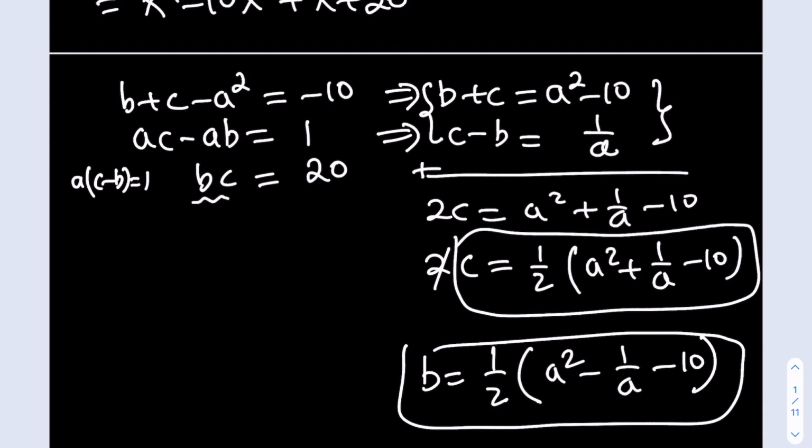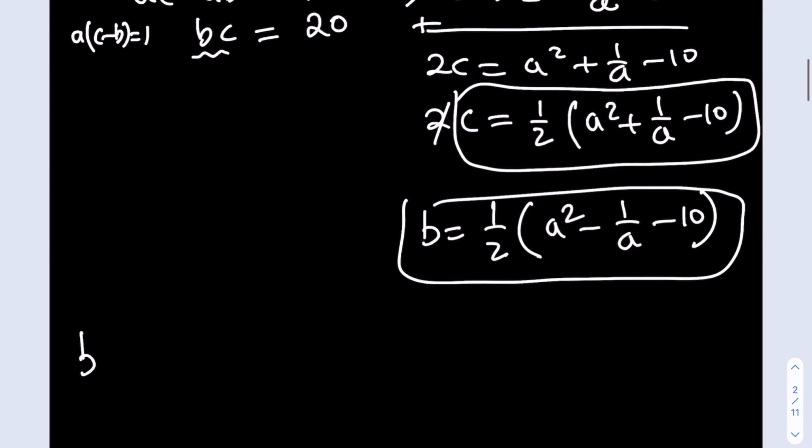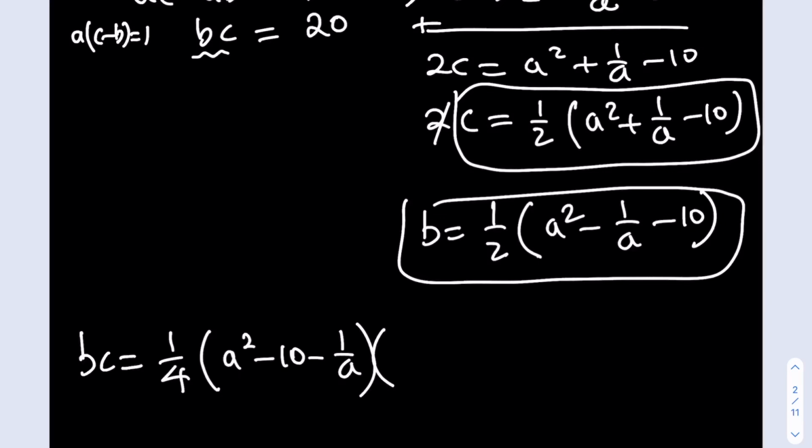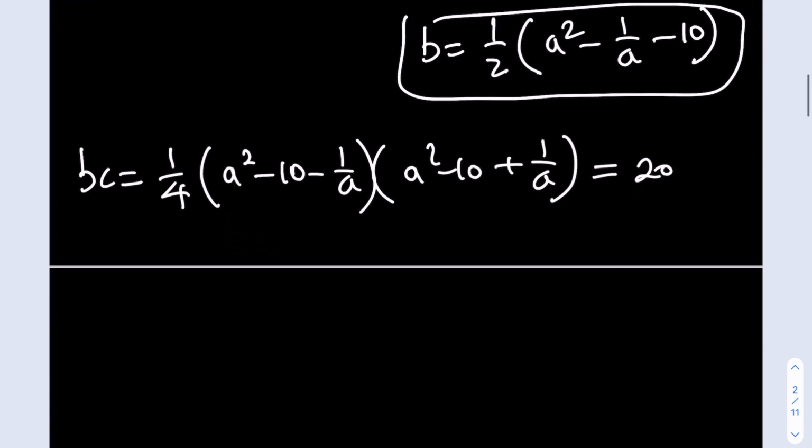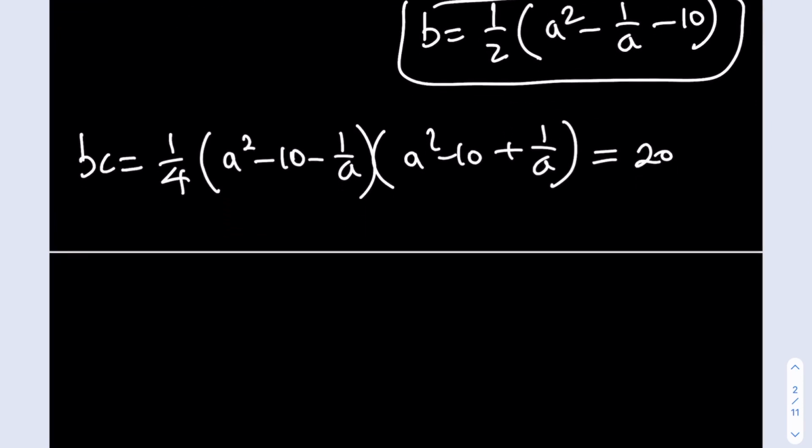Now we know that B times C is equal to 20. So let's go ahead and do that. B times C is equal to, we're going to multiply these two quantities. 1/2 times 1/2 is 1/4. And if I write the B as A squared minus 10 minus 1 over A, and the C as A squared minus 10 plus 1 over A, this kind of resembles a difference of two squares, doesn't it? And we know that BC is equal to 20, so this result actually equals 20. Okay, so let's proceed from here.